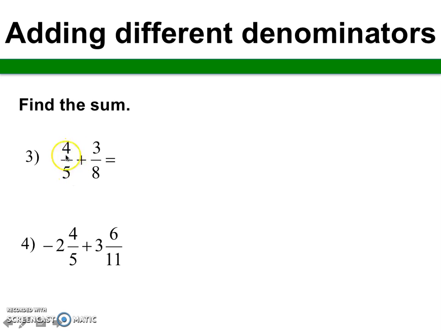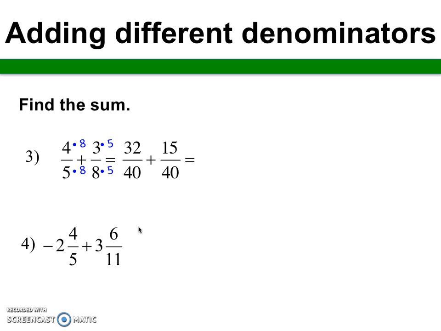Right? So the 4 and the 5, I could just multiply them both by 8, and the 3 and the 8, multiply both those by 5. That will always work to give me a common denominator. And in this case, it's actually going to be the least common denominator also. So 4/5 plus 3/8 becomes 32/40 plus 15/40.